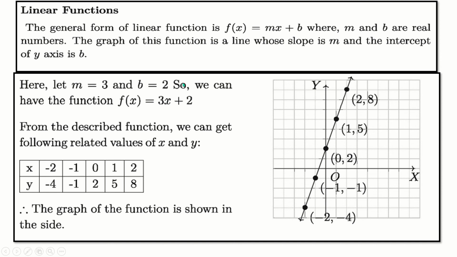When x is equal to minus 1, then f(x) or y is equal to minus 1, because 3 into minus 1 means minus 3, plus 2 means minus 1. When x is equal to 0, then f(x) or y is equal to 2. When x is equal to 1, then f(x) or y is equal to 5. When x is equal to 2, 3 into 2 plus 2 means 8, then y or f(x) is equal to 8. And the graph will be this.